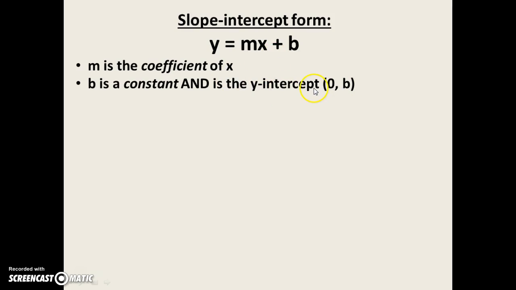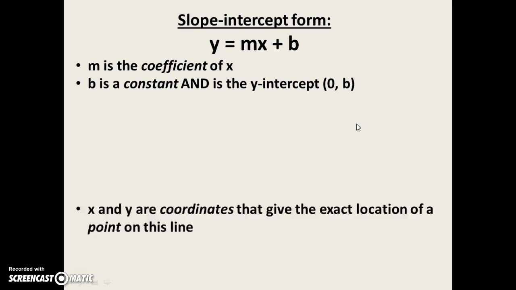B is the constant, and it's also the y-intercept. How do we know it's the y-intercept? Well, at the y-intercept, x is 0, so this term would be 0, because 0 times anything is 0. So what do we have left? We've got the b left. So b is your y-intercept. Whatever number is represented here, that's your y-intercept for this particular line.